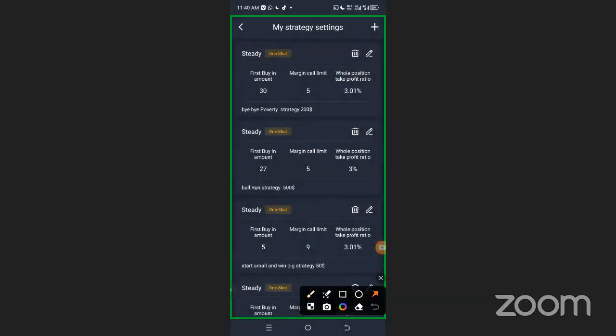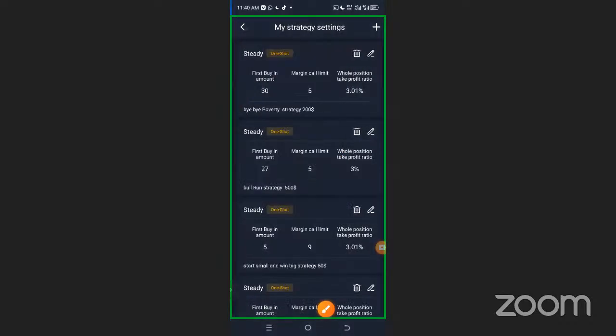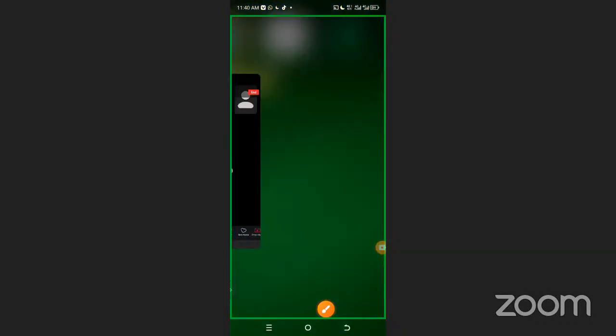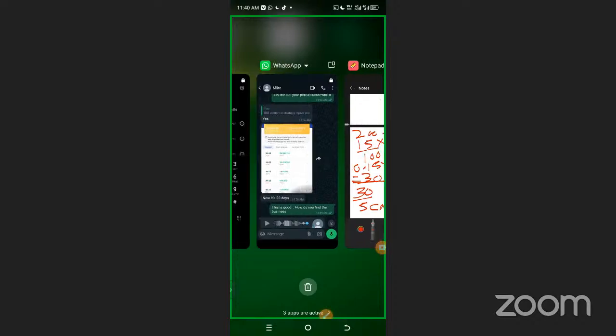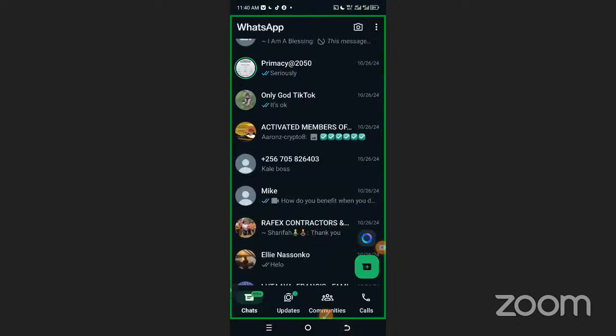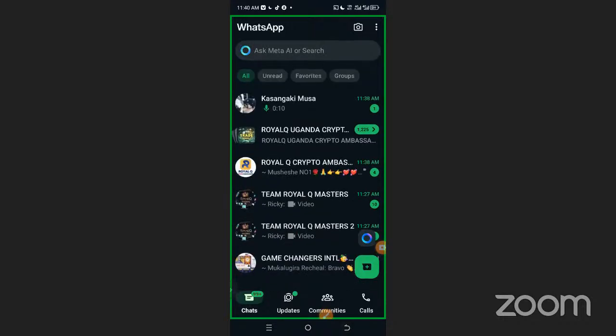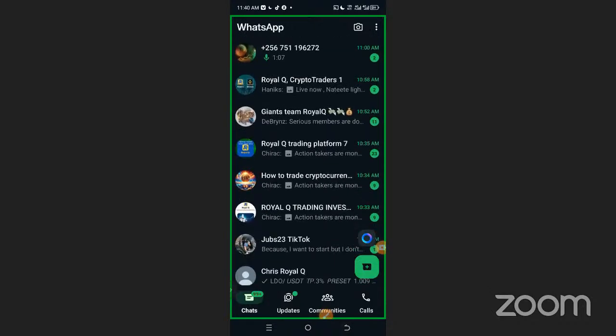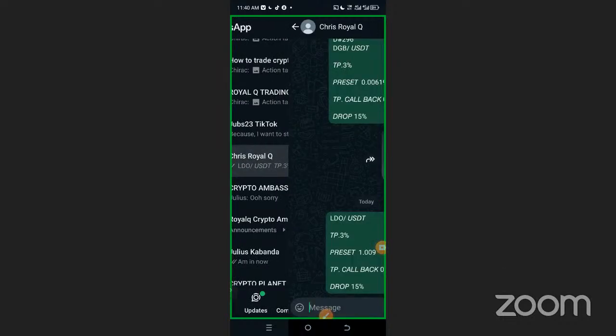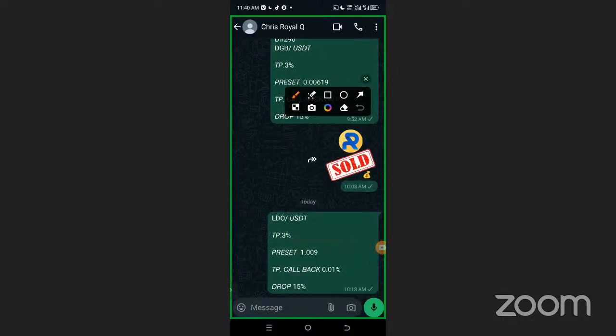Then come and you click here on the back. So if you are given a signal, for example, here. This is a signal. And I told you, and I repeat it, if you already saved a strategy, like we have saved it in our Royal Q, there are few things you need from the signal.